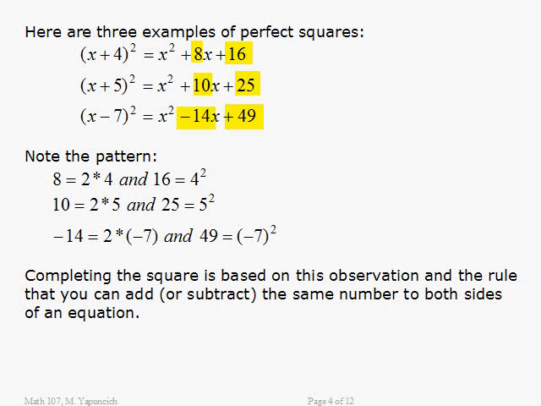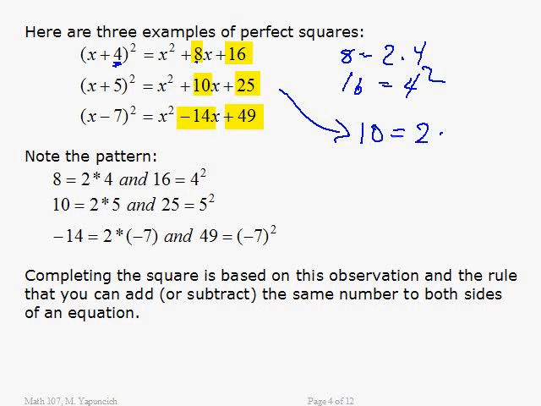There's a pattern here. In the first one, 8 is 2 times 4. Here's the 4. And 8 is 2 times the 4. And the 16 is 4 squared. The same holds here. 10 is 2 times the 5, and the 5 is what's right here in the parentheses. And the 25, of course, is 5 squared. And when we get to the minus 14, it is 2 times minus 7. The plus 49 is minus 7 squared.